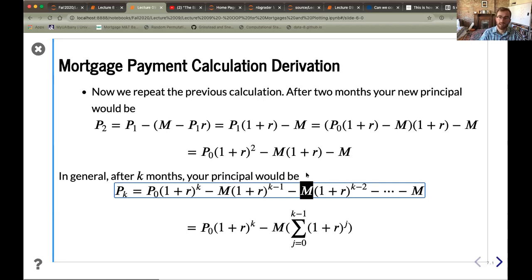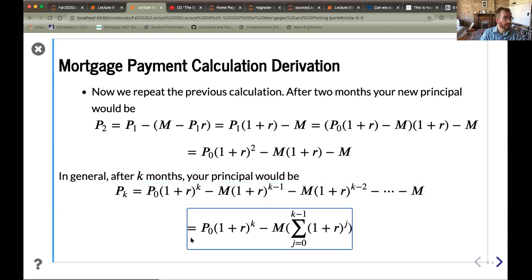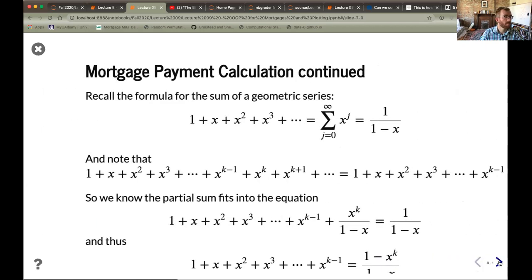So all these things subtract off. And again, you get to collect like terms until you arrive at the following expression, which is that P0 times (1 plus R) to the K, that's what would have accrued if you made no payment, minus this partial sum, or it's a sum of terms of (1 plus R) to the J from J equals 0 to K minus 1. Now this looks like something that's called a geometric series. And luckily we have formulas to provide a closed form formula for this. Let's see how that works.